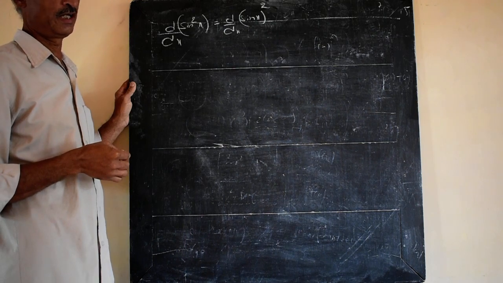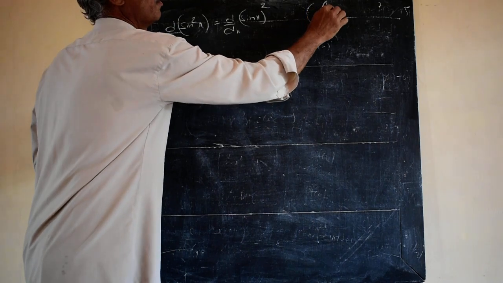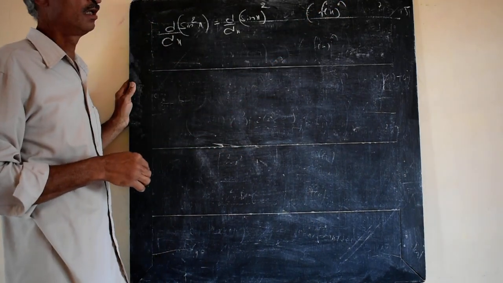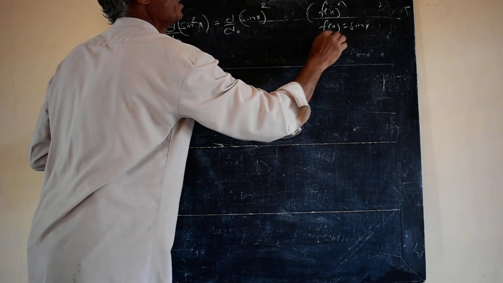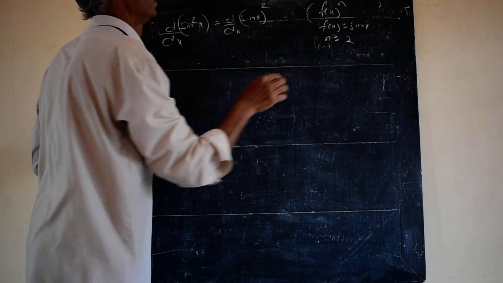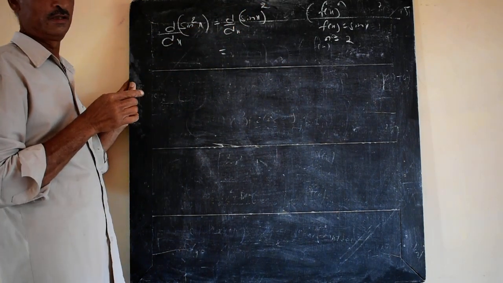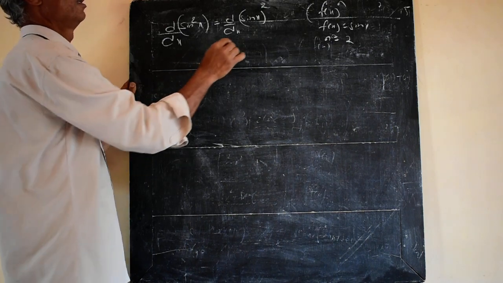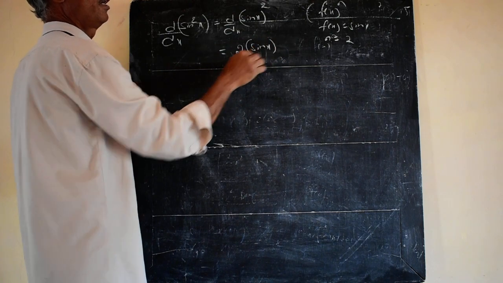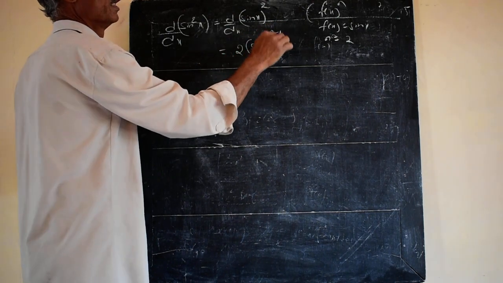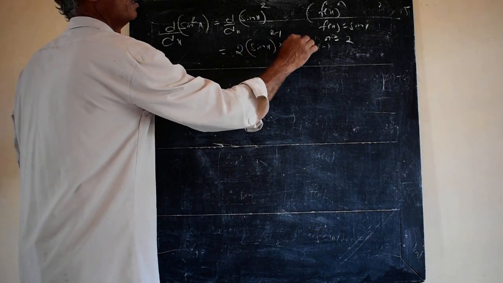Sin square x should be taken as sin x the whole square. So here it is of the form f of x raised to n. What is f of x here? Sin x. What is the n here? 2. Therefore the answer is d by dx of f of x raised to n. The differential coefficient is n into f of x raised to n minus 1 into d by dx of f of x. Here f of x is sin x.